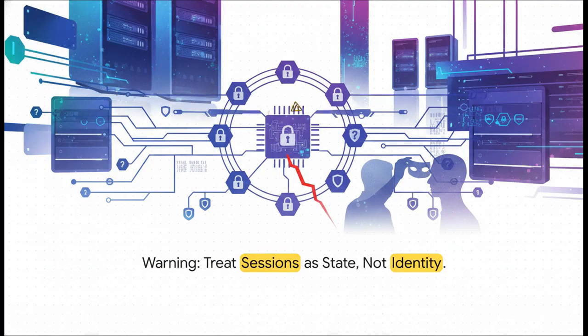This leads us to a massive golden rule for MCP architecture. Treat sessions as state, not identity. Relying on session IDs alone for authorization is incredibly dangerous. It's an open invite for identity impersonation, where a clever attacker tricks the MCP server into misusing a legitimate user's privileges to run unauthorized actions. That completely bypasses all your intended security constraints. We must always verify the actual execution context behind the session rather than blindly trusting a session token itself.